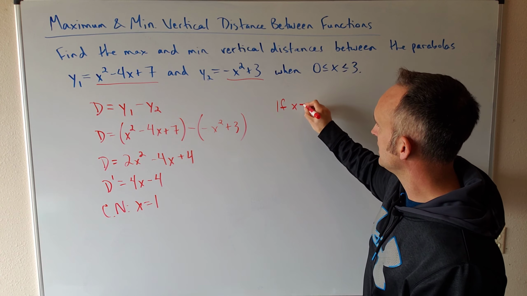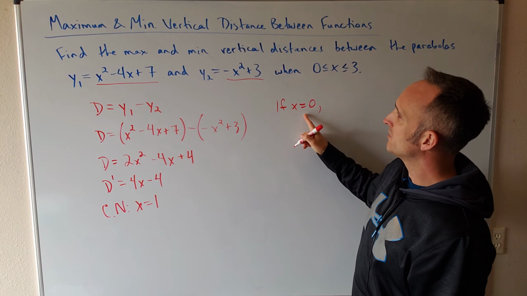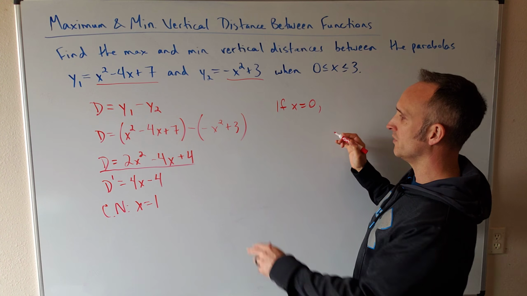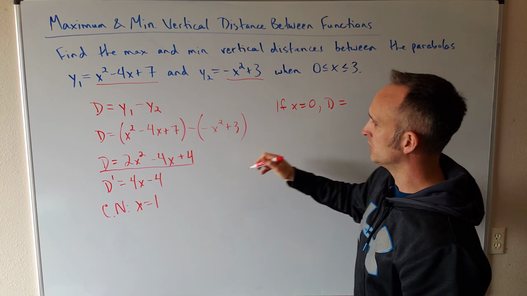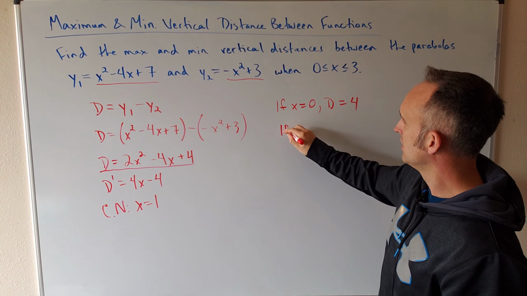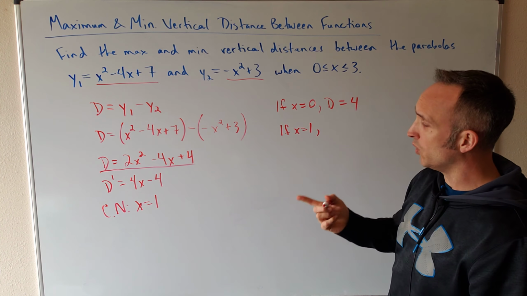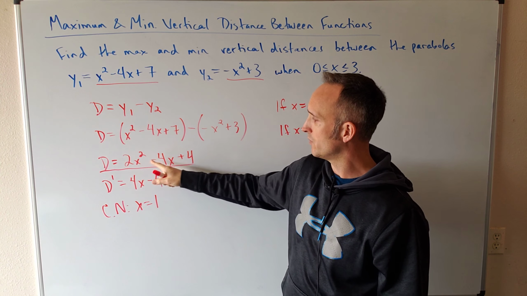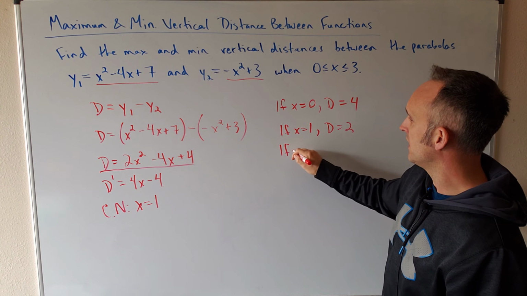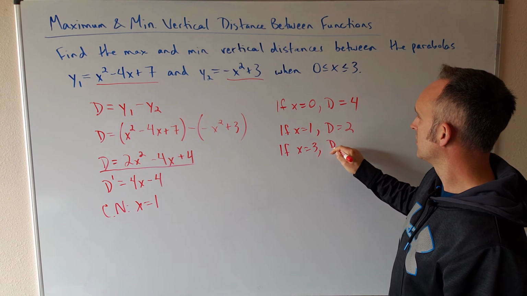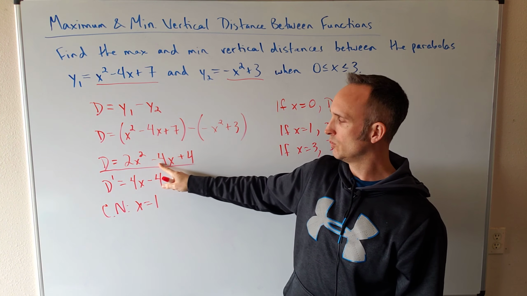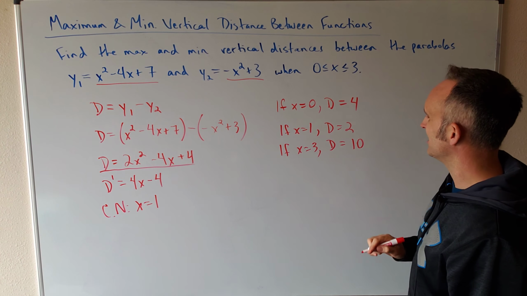So we're trying to find the maximum vertical distance. I'm going to go back to my distance function, which is here. If x equals 0, d equals 0 minus 0 plus 4. So the distance there is 4. If x equals 1, then I get 2 minus 4 is negative 2, plus 4 is 2. And finally, if x equals 3, then I get 2 times 9, which is 18, minus 12, which is 6, plus 4, which is 10.